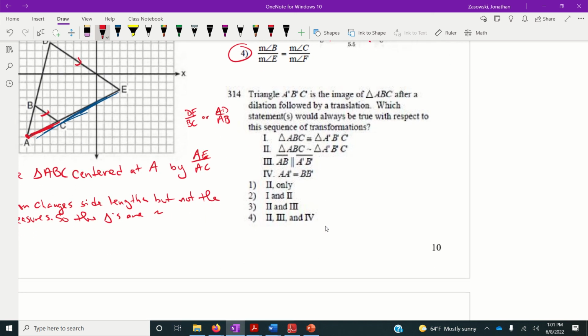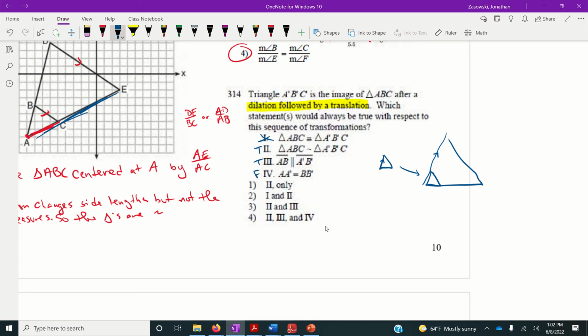Okay, and then in number 314, triangle ABC is the image after a dilation followed by a translation. This is important again, which would be true with respect to the sequence of transformations. So, key thing here, if we take a triangle and we translate it down here, and then we make it grow by some scale factor into a new shape. Are these lines parallel? Yes. Are the triangles equal? No. They are similar. So we know that this is true and this is true. And this is also false.